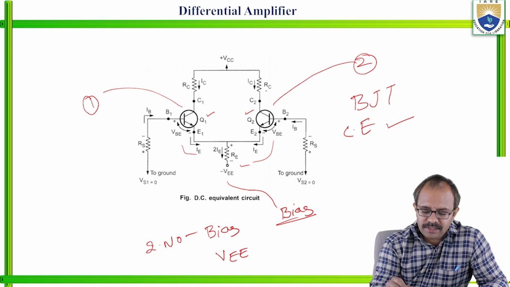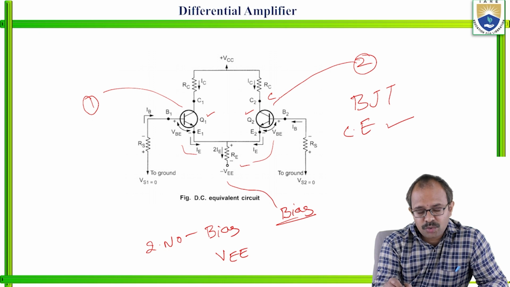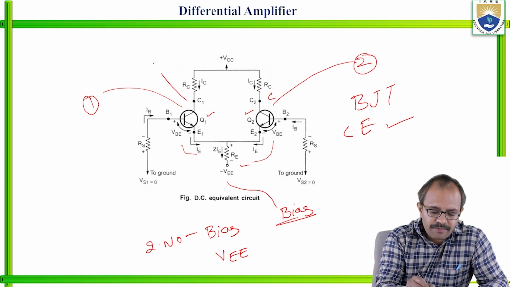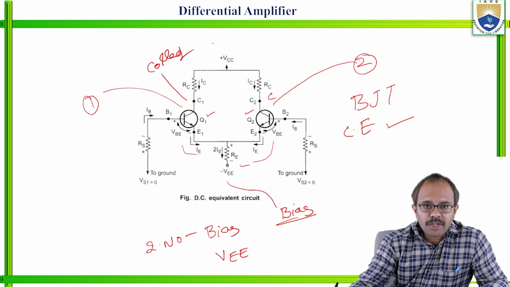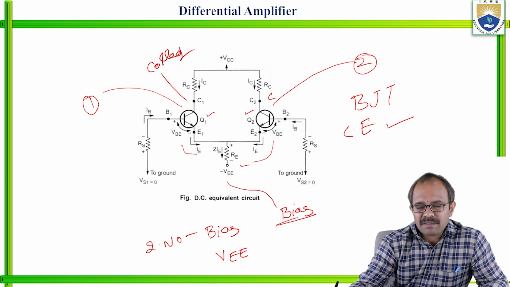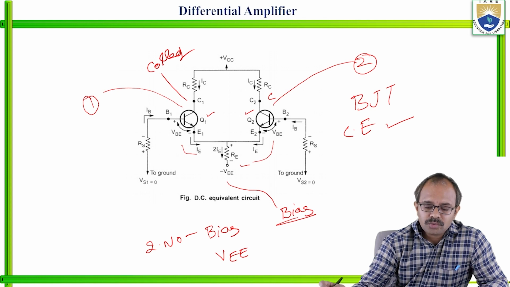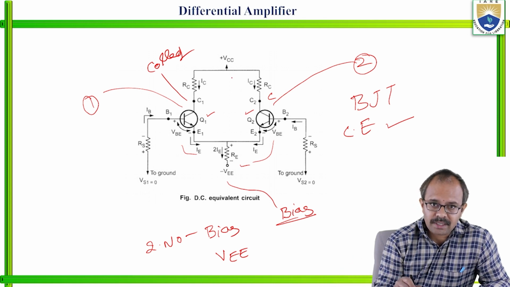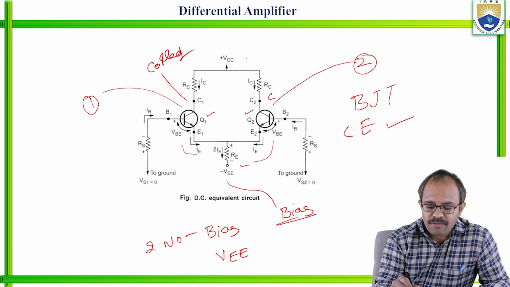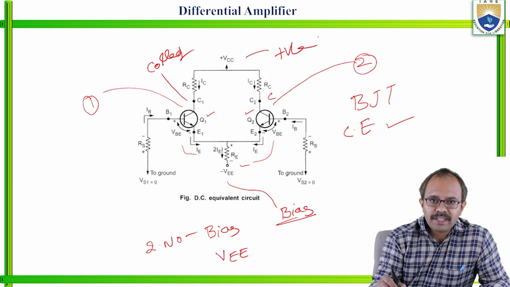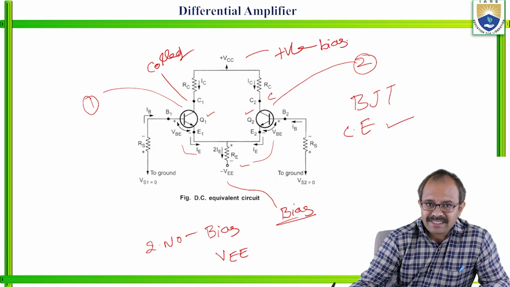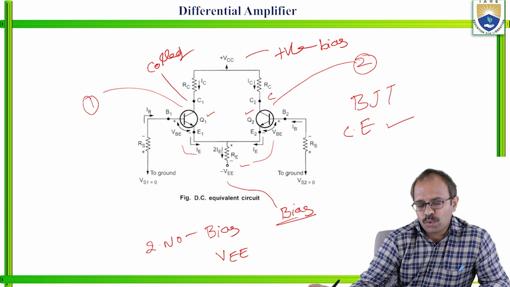If you observe here, this is the collector terminal of the second transistor Q2, and this is the collector terminal of the first transistor. So both Q1 and Q2 collector terminals are tied together and provided a bias of VCC, which is the positive bias applied to the transistors Q1 and Q2.